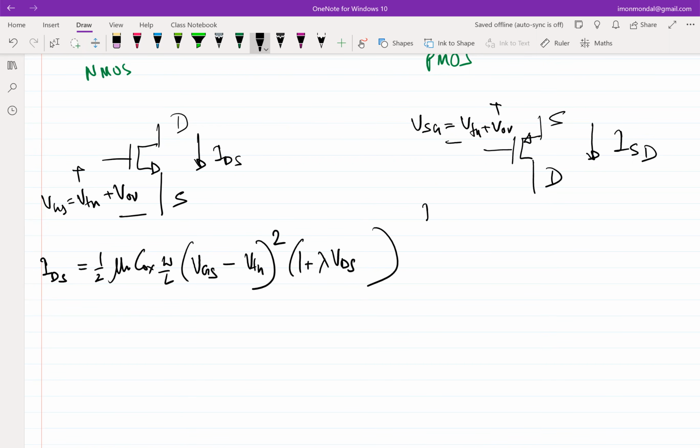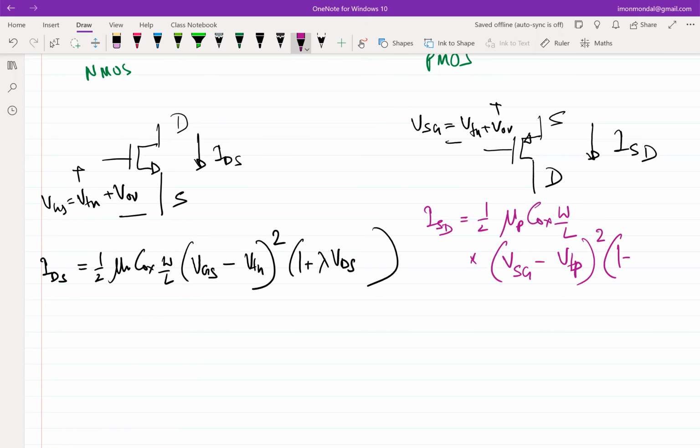It will be a different color. So in this case, ISD is equal to half mu P Cox W over L, where the P subscript denotes the mobility of the holes, times, now help me out, what will I write? VSG minus threshold voltage, whole squared, times 1 plus lambda P VSD. So this was lambda N ideally.